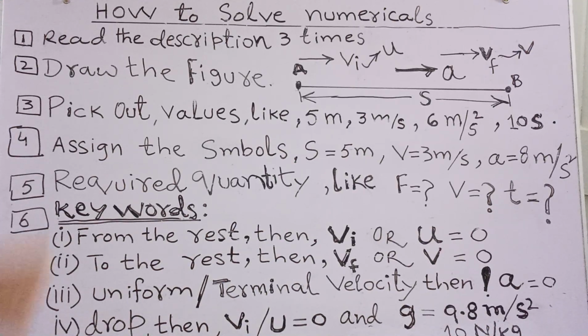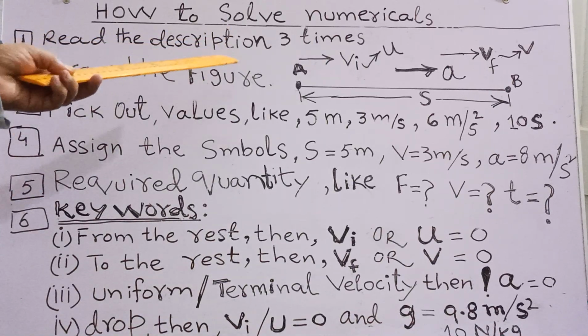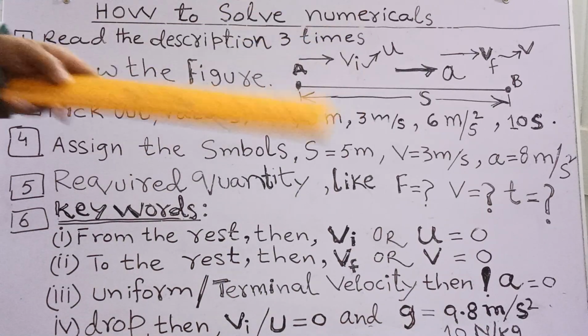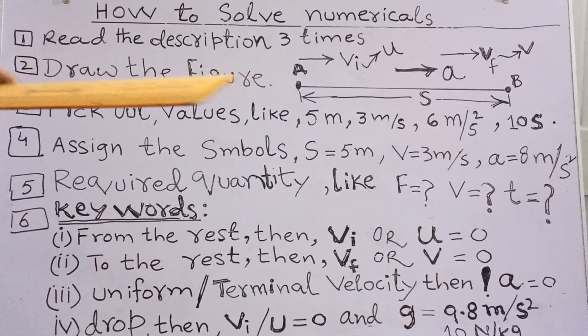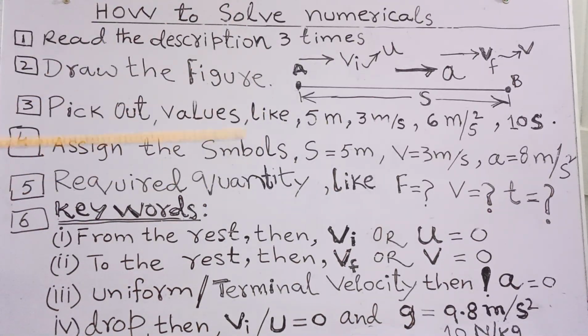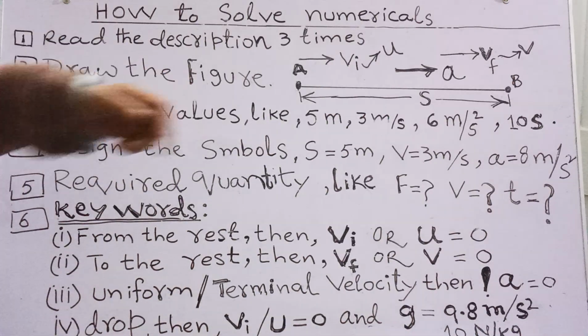Number one, first of all, read the description of the numerical at least 2 times, 3 times, word by word. This will help you to build up a basic image or the basic concept related to the motion, or related to the kinematics. Secondly, draw the figure.